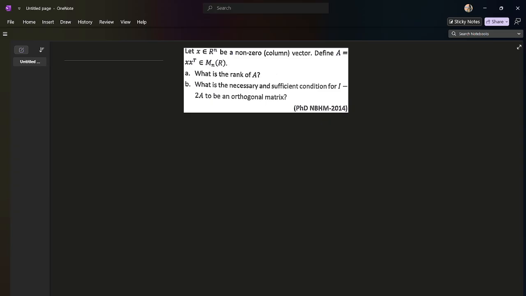We are now solving our National Board of Higher Mathematics PhD paper from 2014. The question is about linear algebra. It says: let x be a non-zero column vector, that means x belongs to R^n, and we define A equals x x transpose, which belongs to M_n(R).